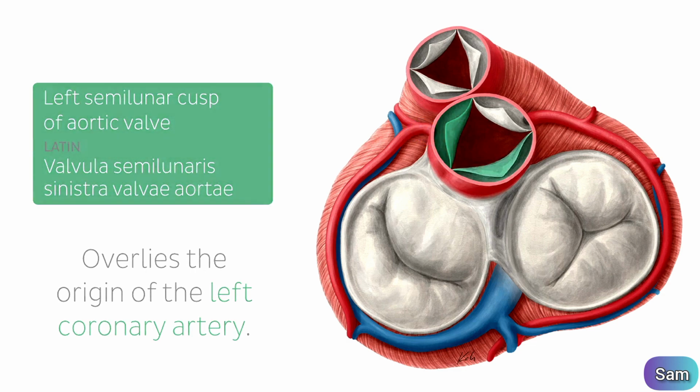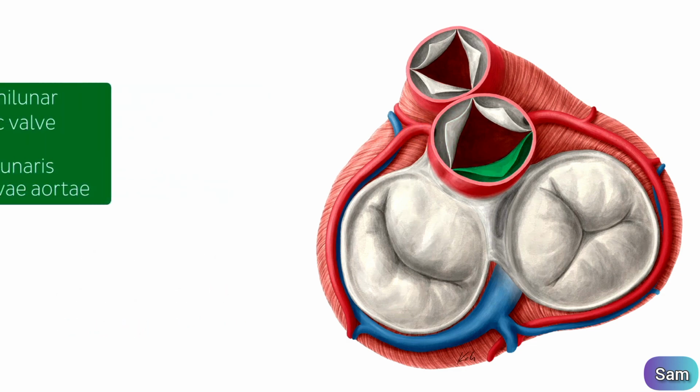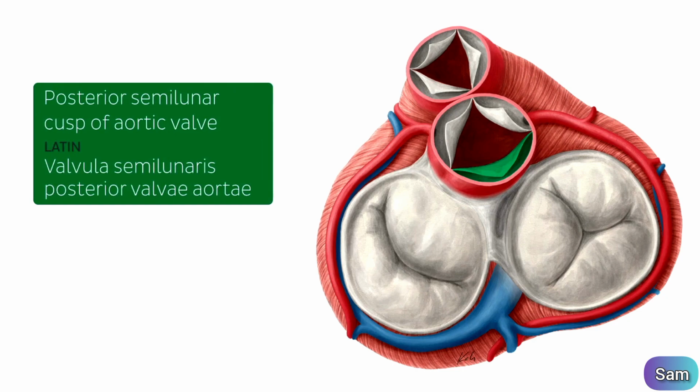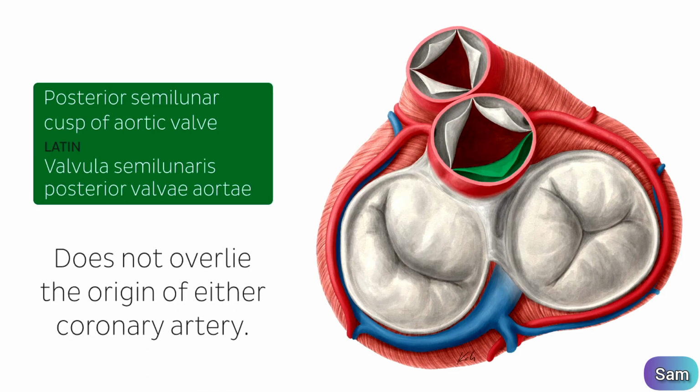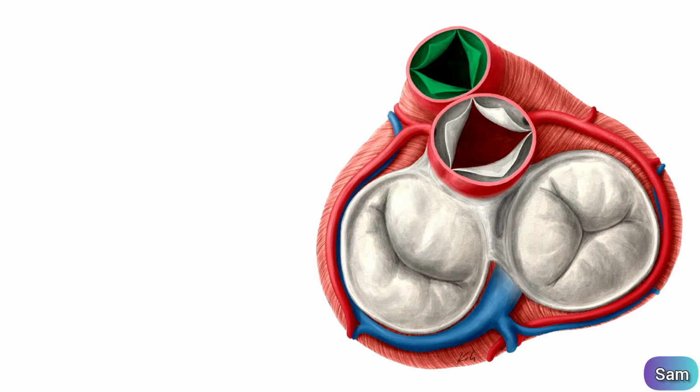Next, we're going to be highlighting a bit more posteriorly the posterior semilunar cusp of the aortic valve, and this cusp lies in the right posterior position in the adult heart and does not overlie the origin of either coronary arteries. We're going to move on and talk about the next semilunar valve.